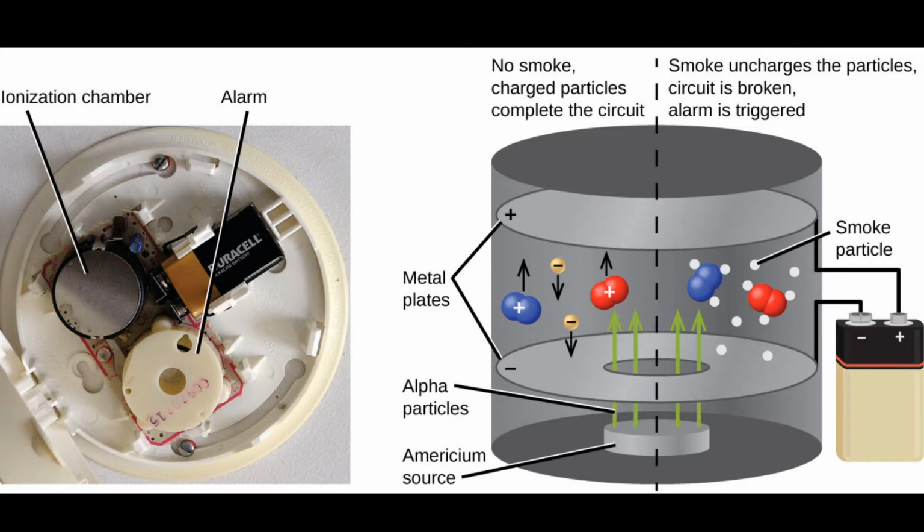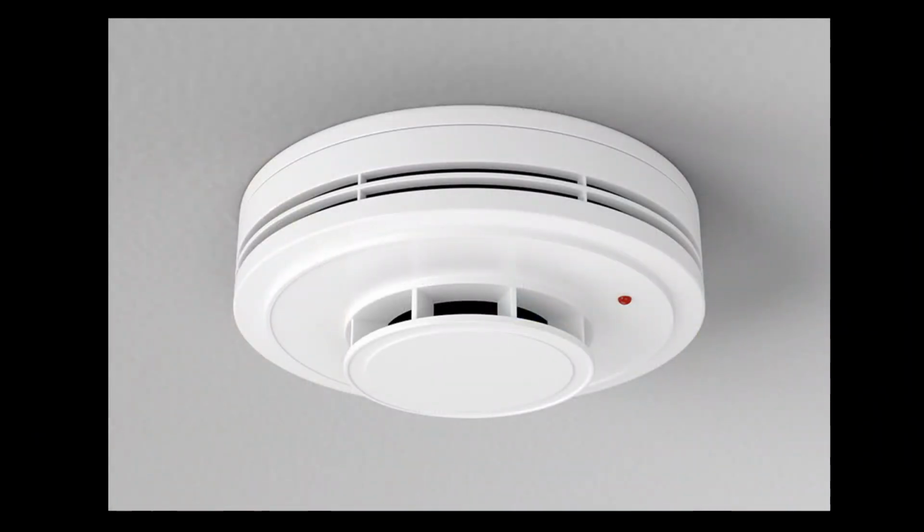So this one is the inside. When you open the smoke detector, you can see what is inside. This one is the ionization chamber. Then this one is the alarm. One more, okay, what you can see is the shape of the smoke detector. The shape becomes like this.